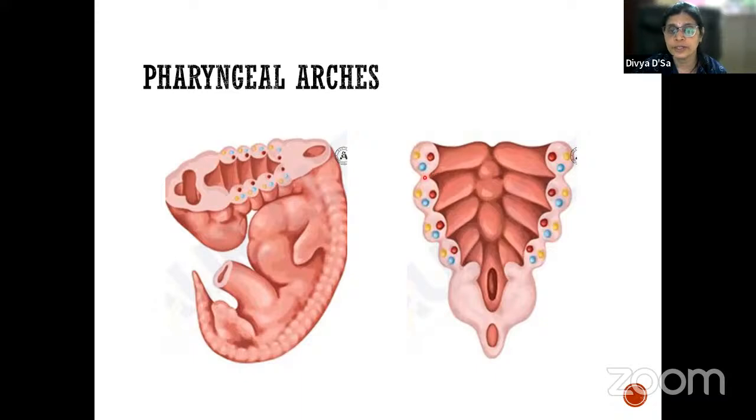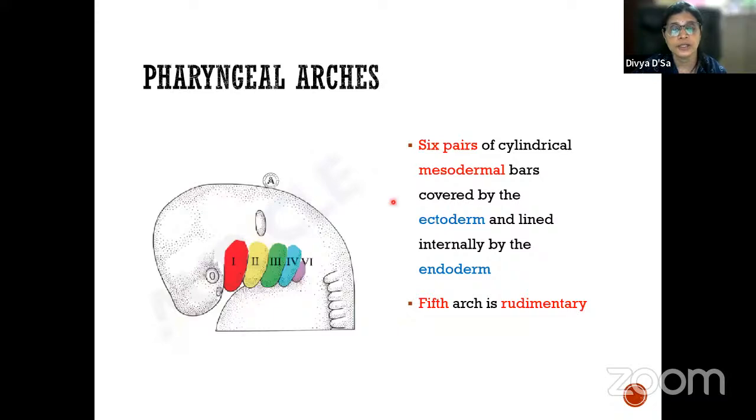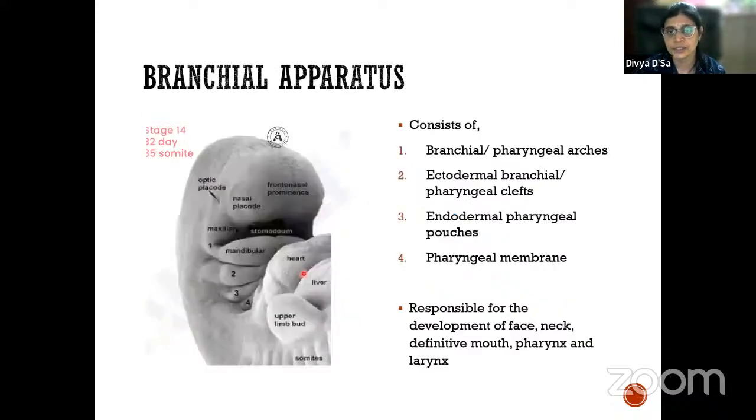So this is the endoderm. This is the ectoderm outside, and in the center is the mesoderm. And these are the structures present. We will see what those structures are. So the definition of pharyngeal arches: 6 pairs of cylindrical mesodermal bars, covered by the ectoderm on the outside and lined internally by the endoderm. The 5th arch is rudimentary. So we see the 1st, 2nd, 3rd, 4th, and 6th arch.